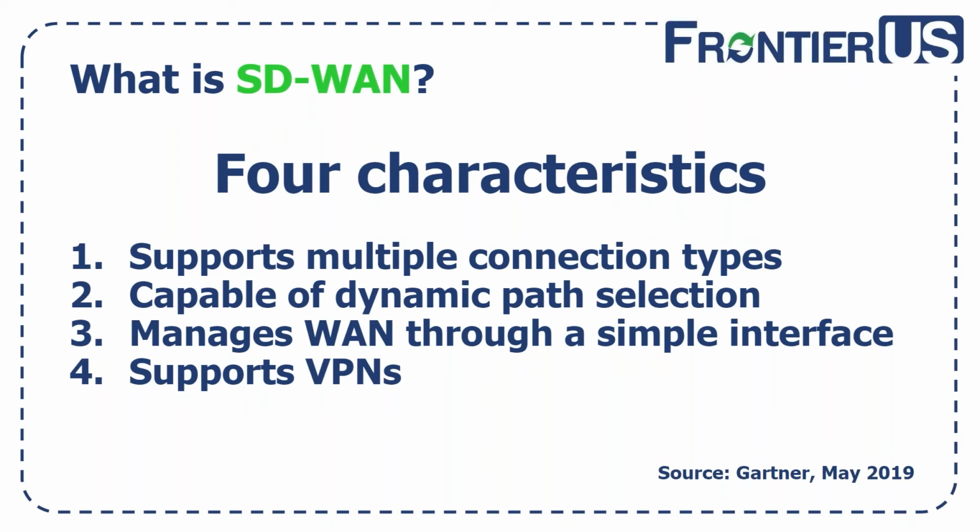What comprises SD-WAN? Gartner helped us solidify SD-WAN into 4 characteristics. These are pretty straightforward characteristics that can go into much more detail, but those are: supports multiple connection types, capable of dynamic path selection, third is being able to manage the WAN through a simple interface or platform, and supports VPNs and other third-party services like firewalls or optimization controllers. And we'll dig into each of these more now.